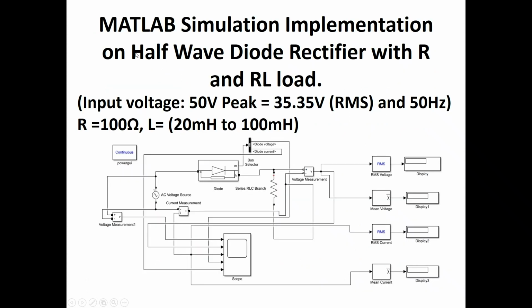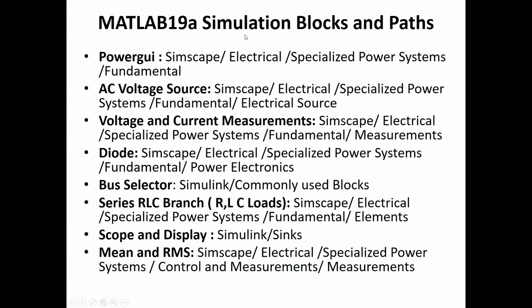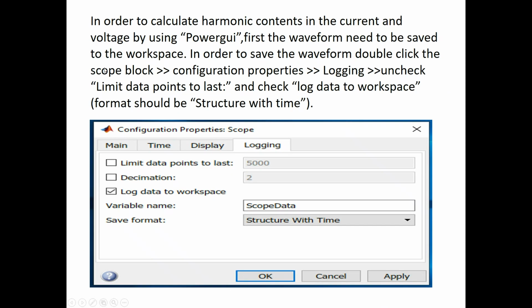MATLAB simulation implementation of a half-wave diode rectifier with R and RL load. Input voltage is 50 peak, equal to 35.35 RMS, and frequency 50 Hz. In the first circuit, with R load, the resistance value is 100 ohms. In the second circuit, RL, R is 100 and L is 20 millihenry to 100 millihenry. MATLAB 19A simulation blocks and path: suppose you need all these blocks, use this path. Now if you want to do FFT analysis, in the configuration properties, go to Logging, check Log data to workspace, save format Structure with time, apply and OK.